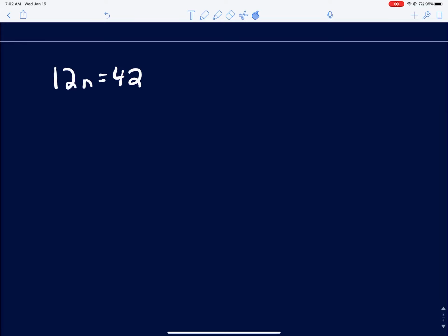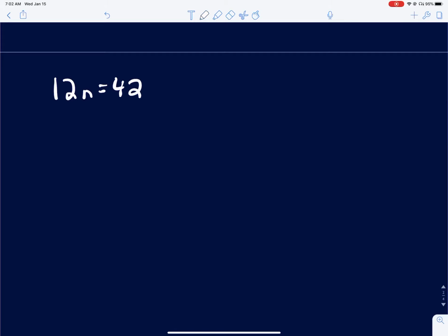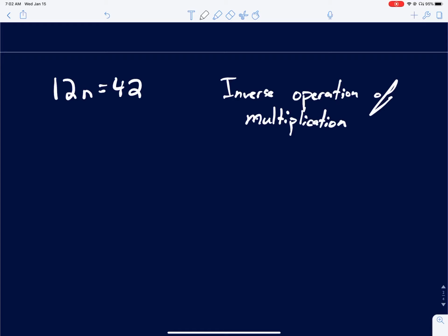Now, let's look at another example where our inverse operation is going to be a little different. Here we have 12 times n equals 42, so we need to perform our inverse operation. Our inverse operation of multiplication is division. So since 12 is getting multiplied by n, we are going to divide by 12 to get n all by itself. 12 divided by 12 is 1, so we're left with just n.